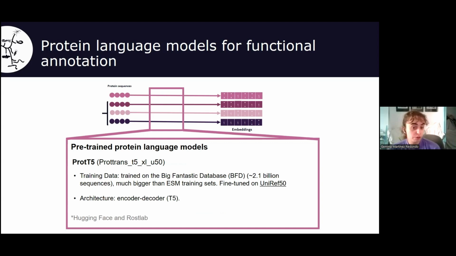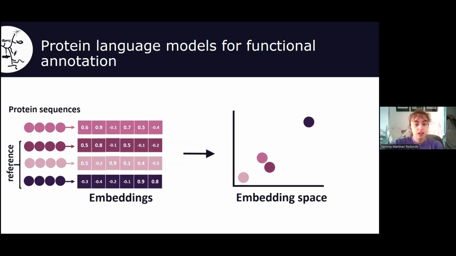The other kind of model would be Prot5, which has been trained on a larger database of 2.1 billion sequences called the Big Fantastic Database. It was also fine-tuned on UniRef, and as architecture it is a combination of an encoder and decoder, what is called a T5. That's why it's called Prot5. Once these models create the embeddings, the embeddings will differ in size depending on the model you use. Now we can compare these embeddings in the vectorial embedding space and see which reference is the closest, or references, if we decide to use one or more, to our protein of interest, and transfer these GO terms to our protein of interest.